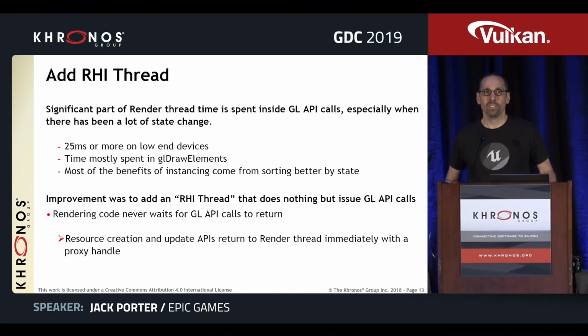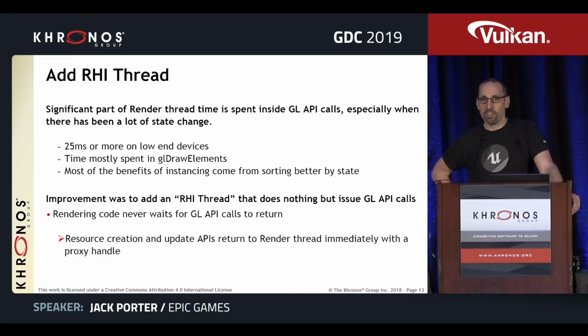And so we could use instancing at this point, but in order to use instancing, you have to sort by state, and we get 90% of those benefits simply by sorting by state correctly. So an improvement here was to add what we call an RHI thread. RHI is Render Hardware Interface, Unreal Engine's OpenGL or Vulkan or, on other platforms, different API implementation.